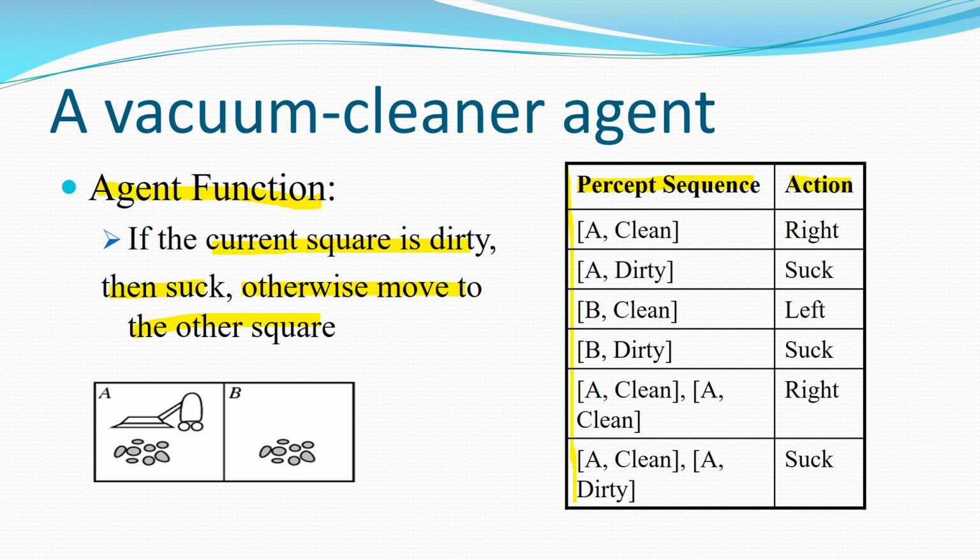Internally, the agent function for an AI agent will be implemented by an agent program. It is very important to keep these two ideas distinct. What is an agent function and what is an agent program? The agent function is an abstract mathematical description and the agent program is a concrete implementation running on this architecture.